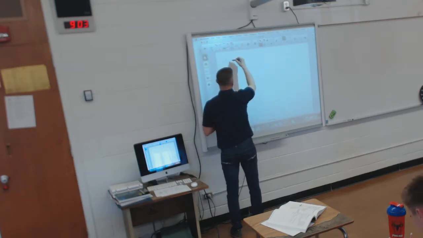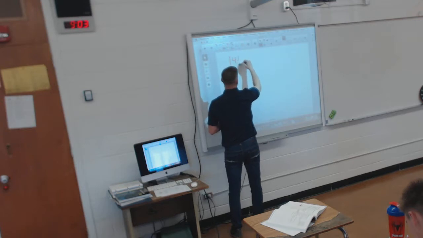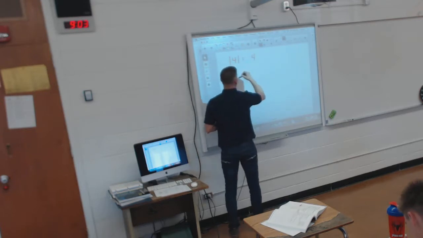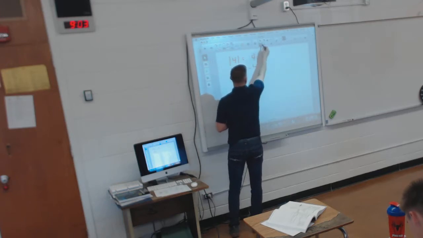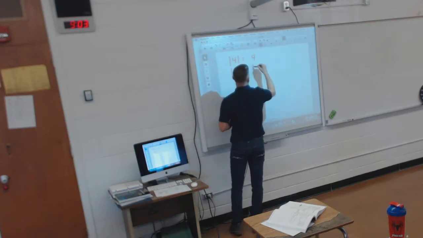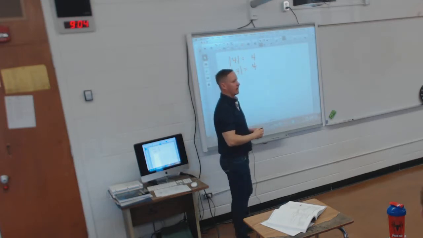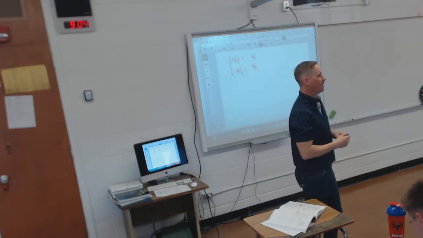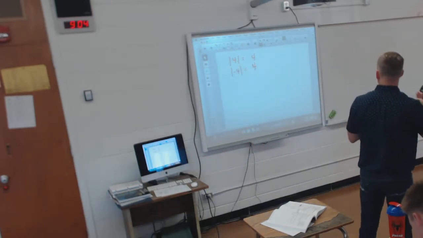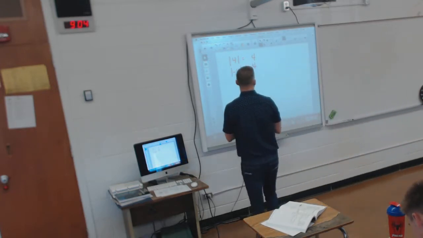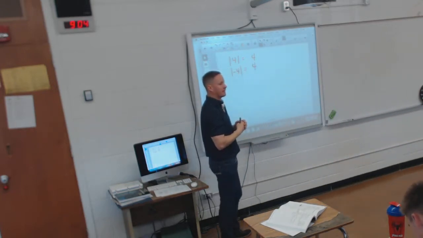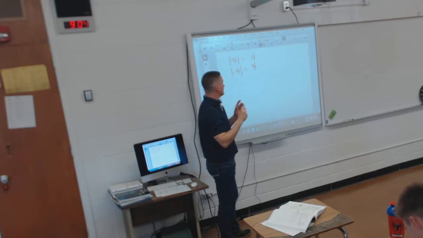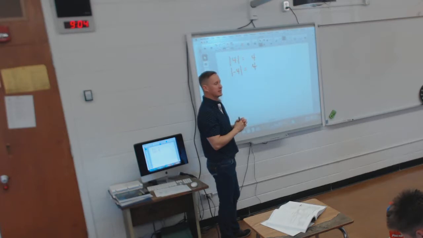I talked about this yesterday. The absolute value of 4 is 4, right? And the absolute value of negative 4 is also 4. That's what we learned yesterday, correct? Because it's your distance from the 0 on your number line. All right. Now, this is the part that we didn't do yesterday. That's important that we have to see.